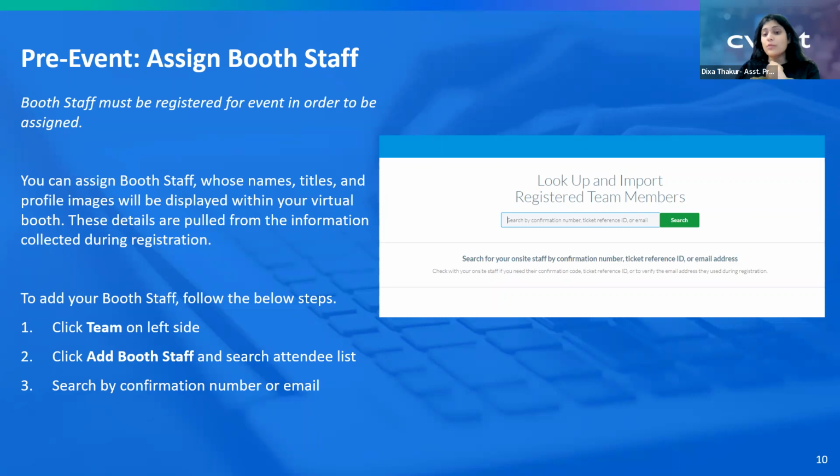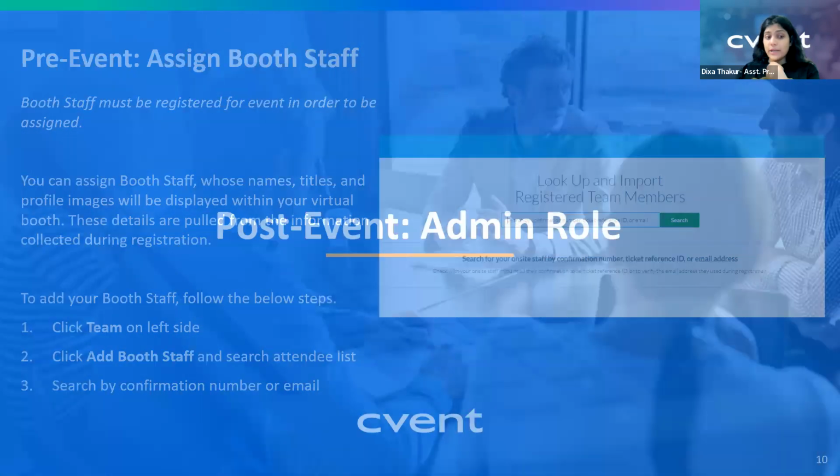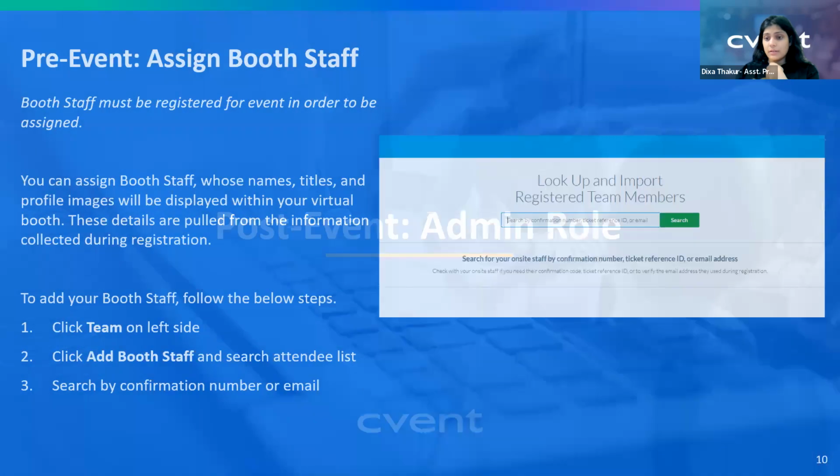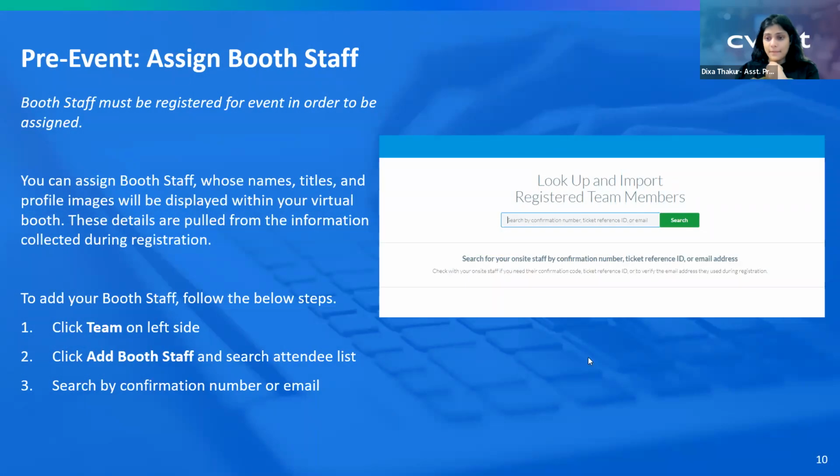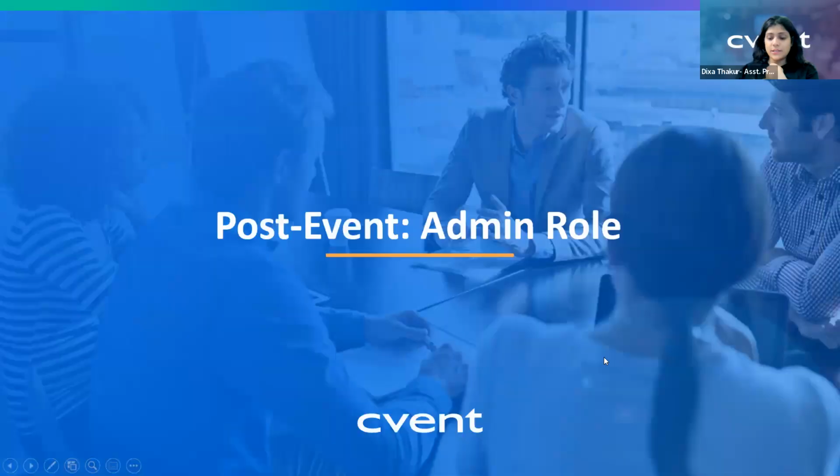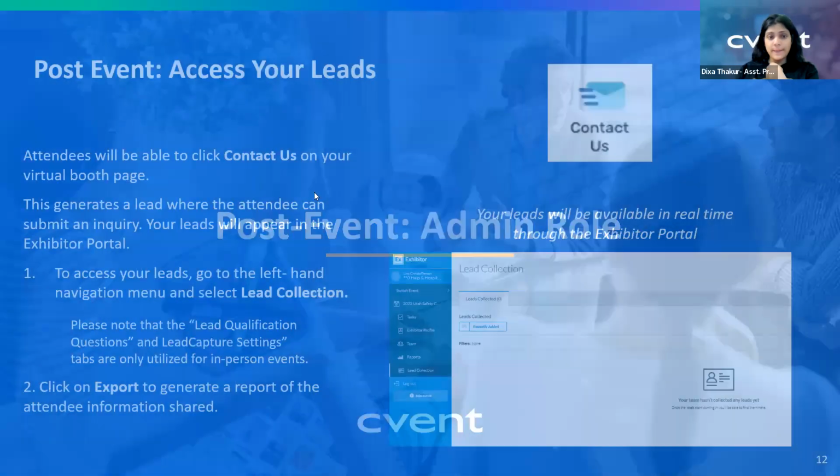Do not forget. Once you search them by their email address or their confirmation number and hit search, their name appears, and you can assign them as a booth staff. Do we have any questions before I proceed further? Okay, I'll take that as a no because I do not see any question in the chat window as well.